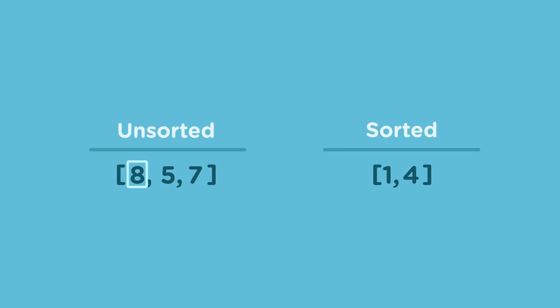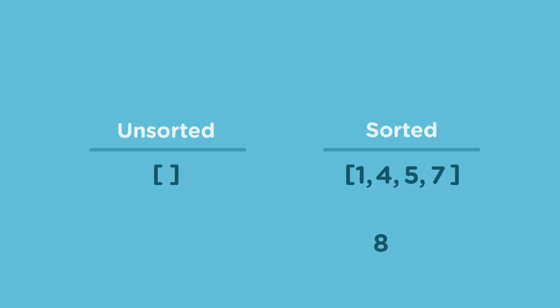The process repeats again. 8 is the first minimum, but 5 is smaller, so that becomes the minimum. 7 is larger, so 5 stays as the minimum. And 5 is what gets moved over to the sorted array. And so on, until there are no more items left in the unsorted array, and all we have left is the sorted array. So that's how selection sort works in general.